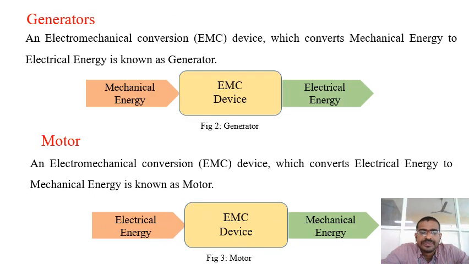Coming to generators, a generator is an electromechanical conversion device which converts mechanical energy to electrical energy. The input given is mechanical energy, which is converted into electrical energy. Such a device is known as a generator. Coming to the motor, a motor is also an electromechanical conversion device, which converts electrical energy to mechanical energy. The input given to the motor is electrical energy, which is converted into mechanical energy. Such a device is known as a motor.